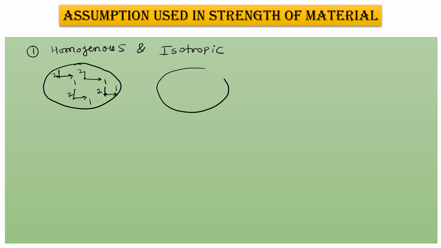Then in case of isotropic, the definition is same property in each and every direction at a particular point. Each and every direction means for x and y at a particular point the property is the same. Means for this 1, then for this 2, then for this 3. This is nothing but isotropic. Then second, Hooke's law is valid here. Hooke's law is nothing but stress is directly proportional to strain.